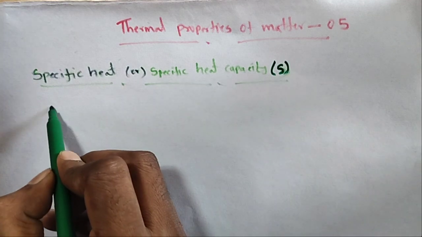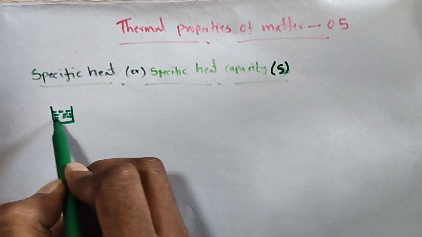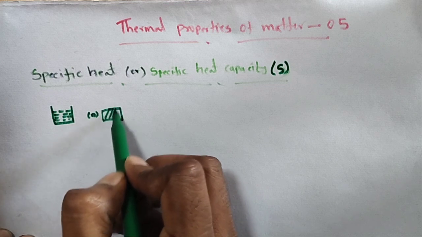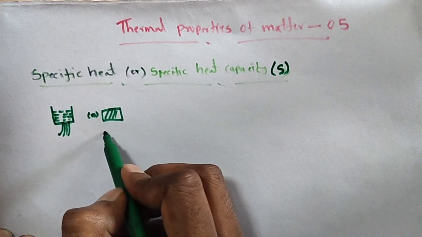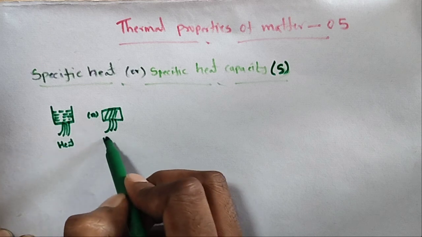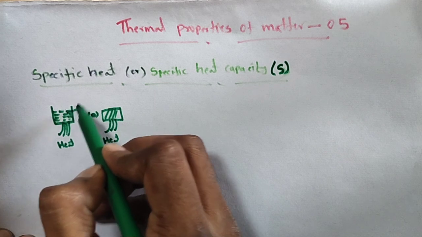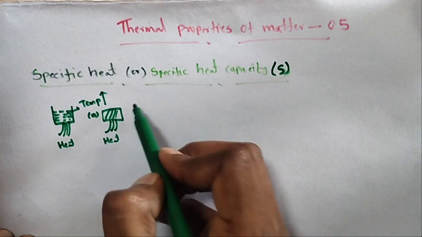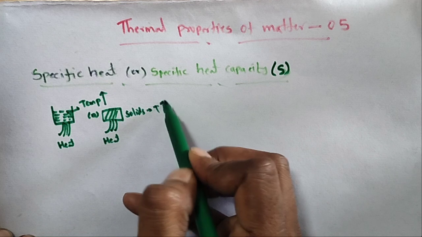Here I am taking one container. This container has some liquid or substance, or any solid. I'll give some amount of heat to both the liquid and the solid. In the solid, the temperature will increase when it absorbs heat, and in the liquid the temperature also increases.